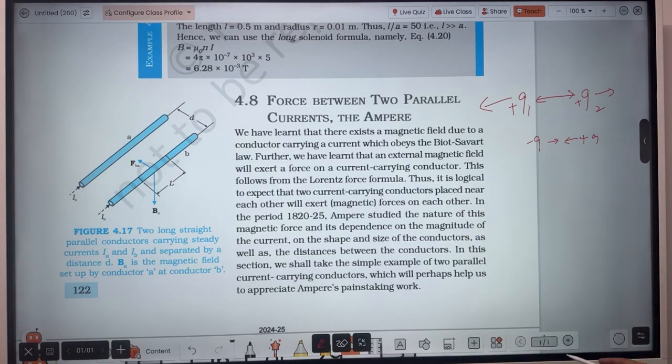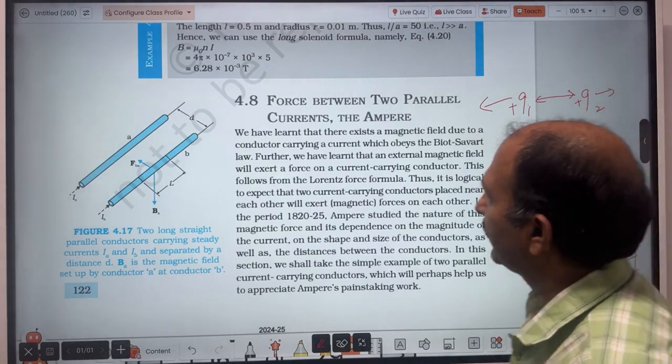But in case of current conductors, the case is just different. If there is one conductor carrying current I1 in this direction, and another conductor carrying current, say I2, then they will attract each other, right? These conductors will attract each other. If current is reversed in one conductor, suppose one has current in this sense, another has current in this sense, then they will start repelling each other. So this is practically found, right?